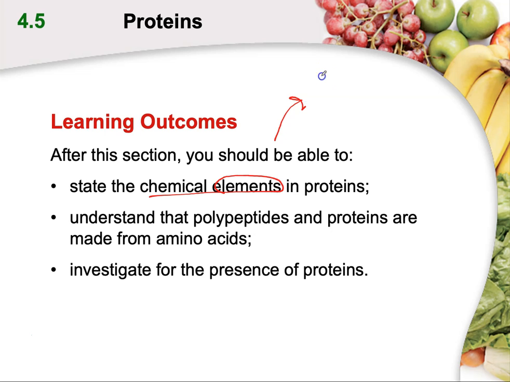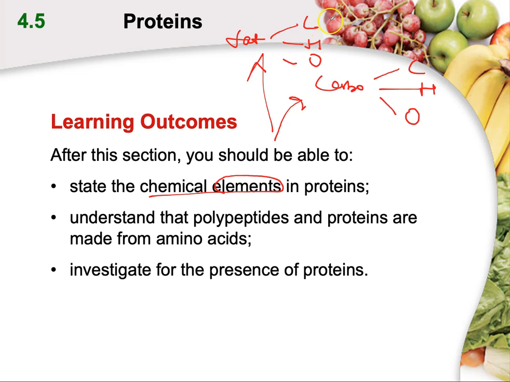Now, we've discussed what are the elements that make up your carbohydrates, right? C stands for carbon. Yes, you are right. H stands for hydrogen. And O stands for oxygen. Good. And then we also just spoke about fats, right? And we say that fats also have the same elements as carbohydrates. C stands for carbon, H stands for hydrogen, and O stands for oxygen. Good. But what is the difference between the O in the fats and the O in the carbohydrates?